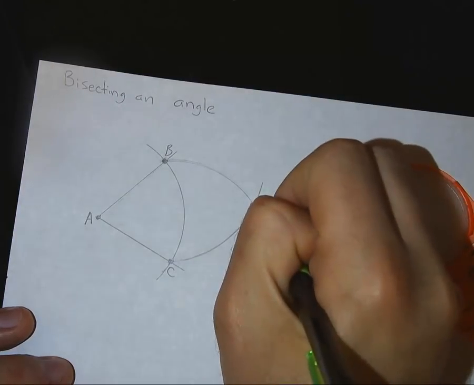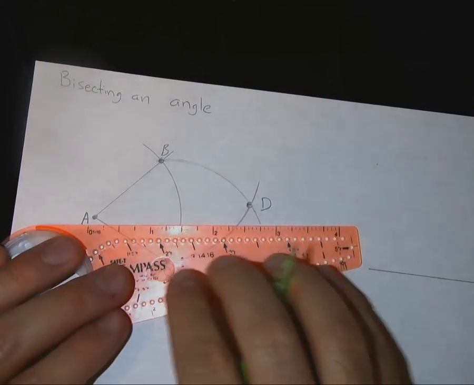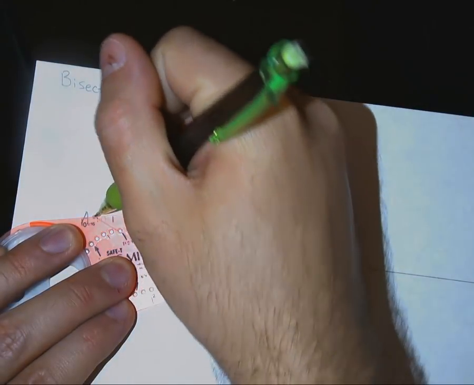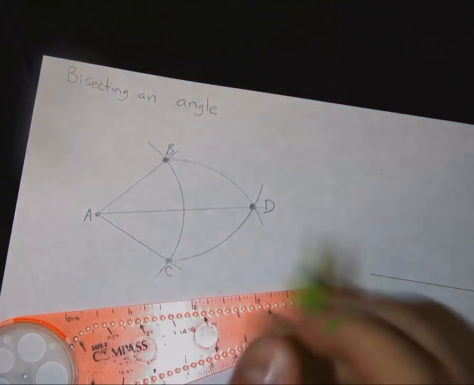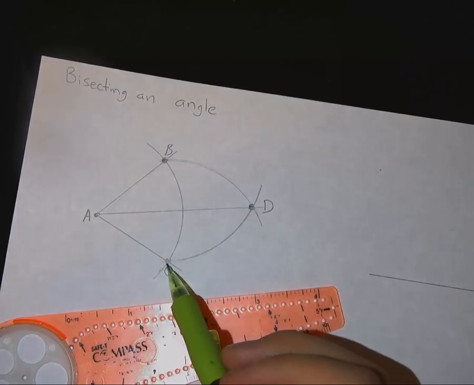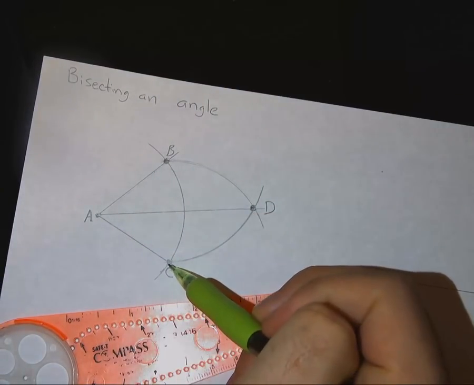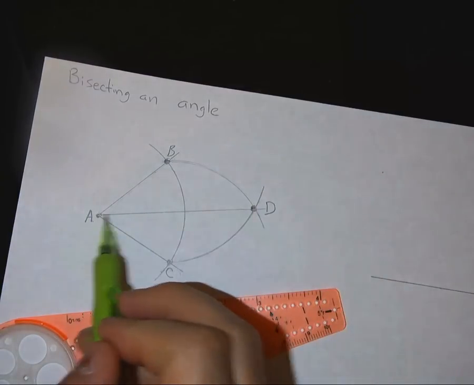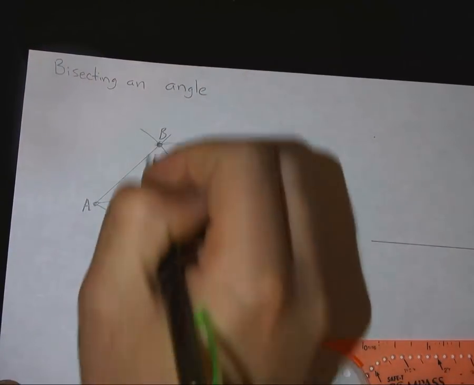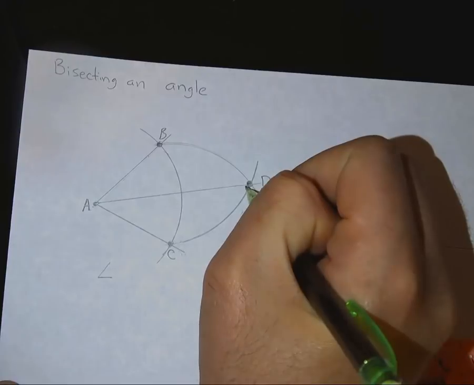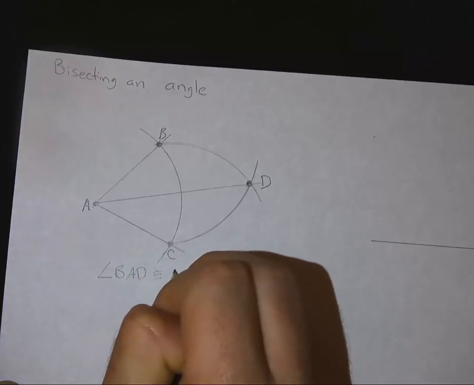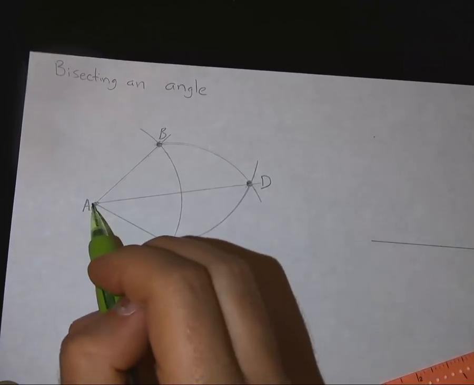This dot right here, let's call that D. And we're going to draw a line from A to D. That line right there from A to D bisects the angle BAC. So I had the angle BAC. It is now being cut in half by this line segment AD. And so what we have now is we have an angle BAD. BAD is going to be congruent to, can you guess it? Angle CAD.